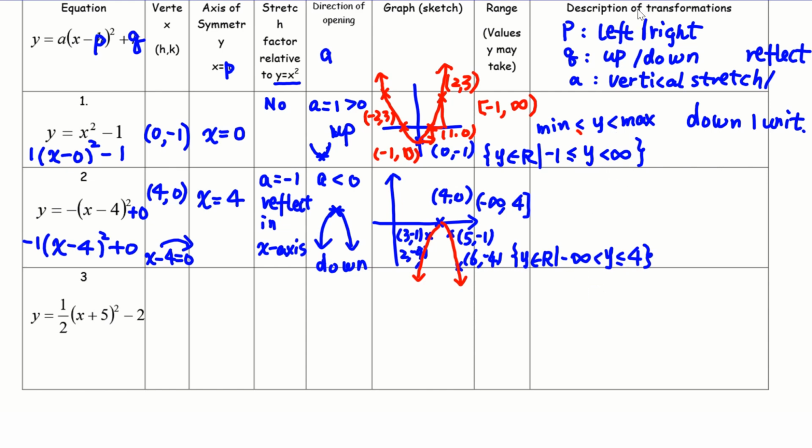And for the transformation, P is left or right. P is 4, so it's right 4. It's based on the parent function y equals x squared. Right 4, no left or right, no up or down, because Q is 0. So it's just from the (0, 0) point, the vertex moves right 4, and it opens down, so reflect in the x-axis.